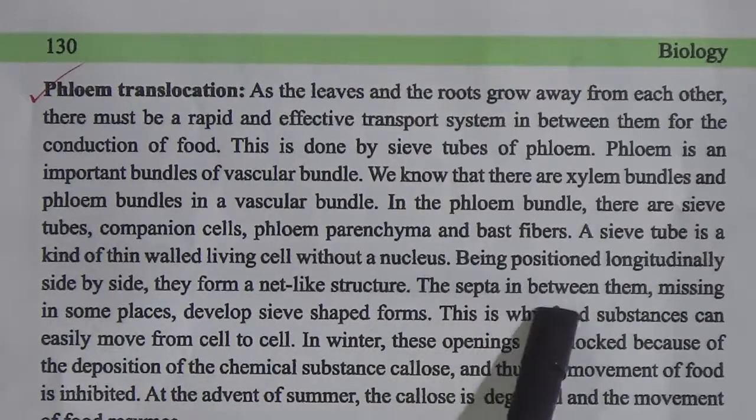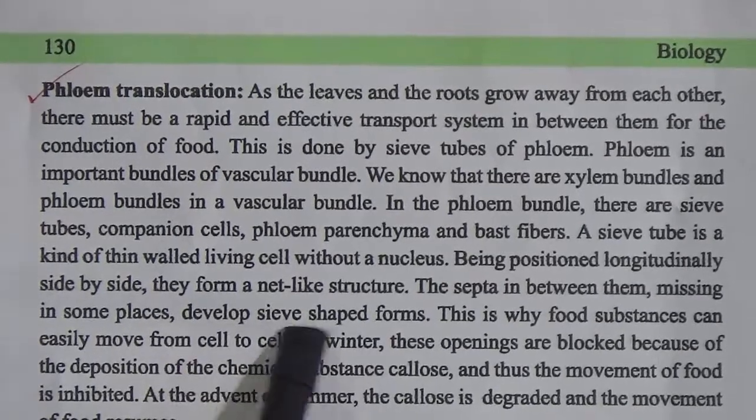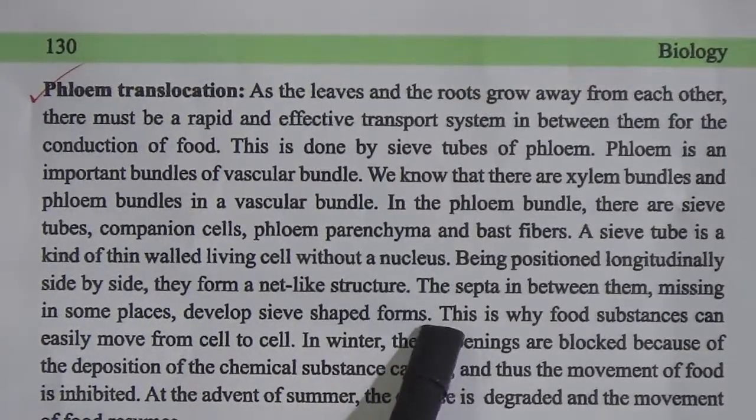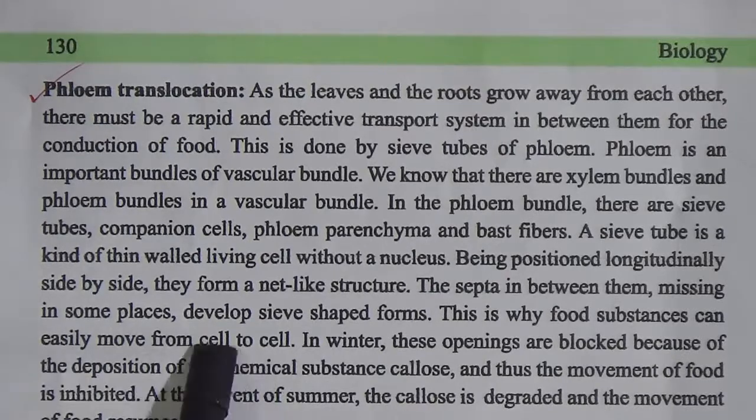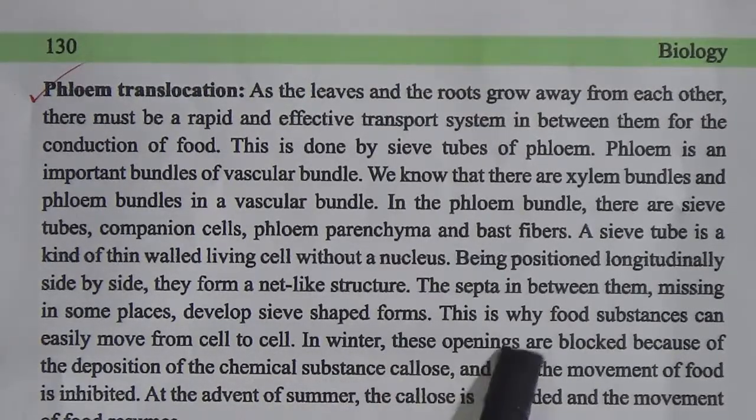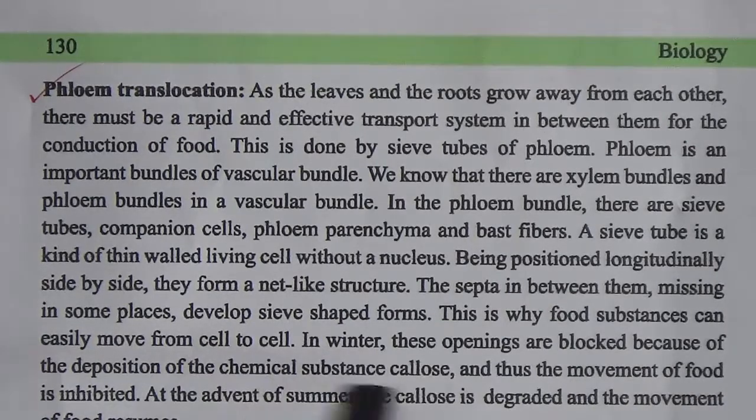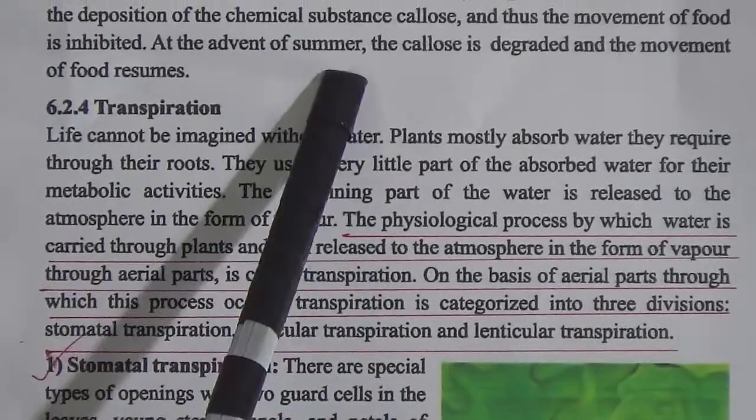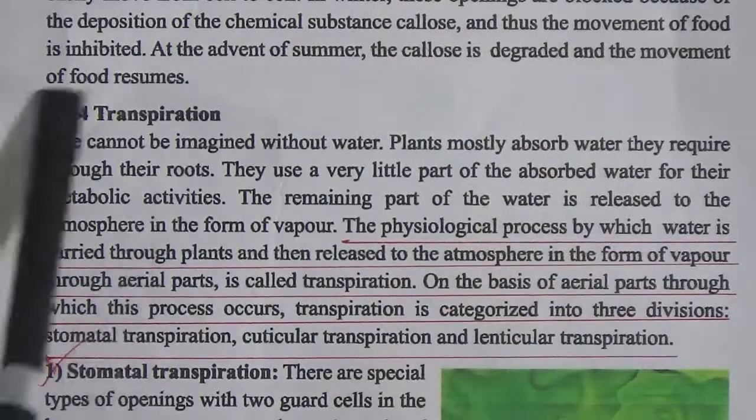The septa in between them, missing in some places, develop a sieve shape form. That means they developed a shape like a pipe, and this is why food substances can easily move from cell to cell. In winter, this opening is blocked because of the deposition of chemical substances, cellulose, and thus the movement of food is inhibited. And at the advance of summer, the cellulose is degraded and the movement of food resumes.